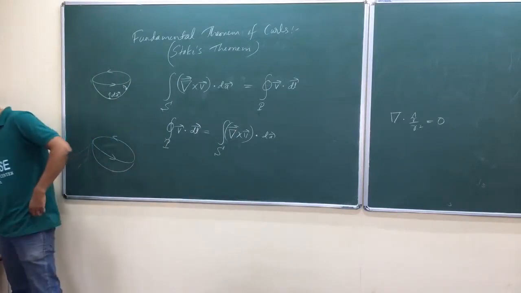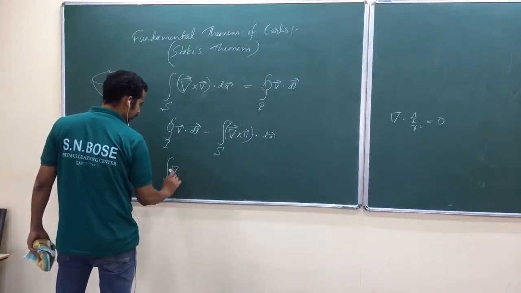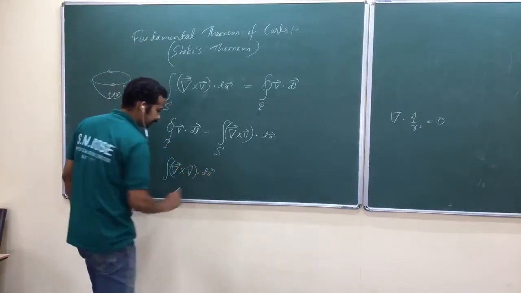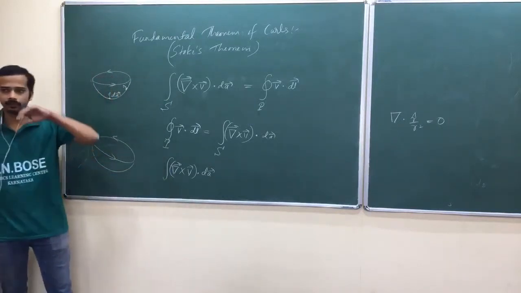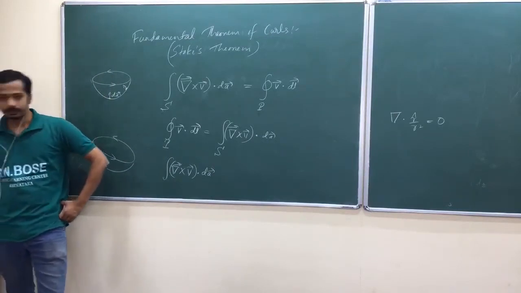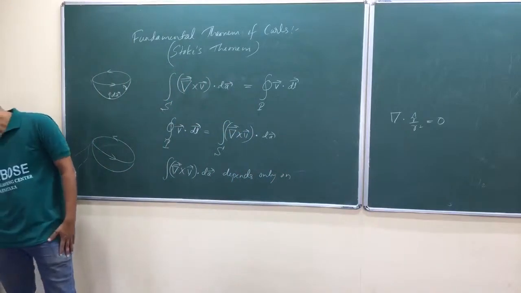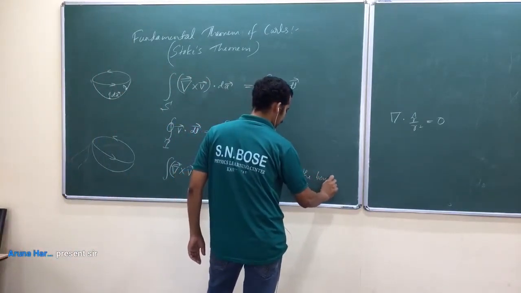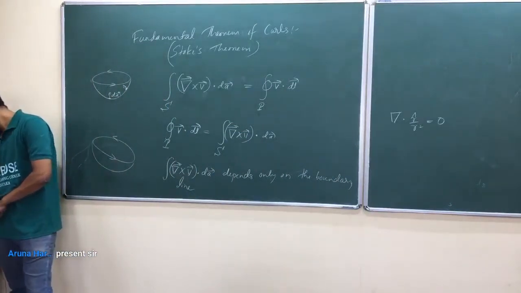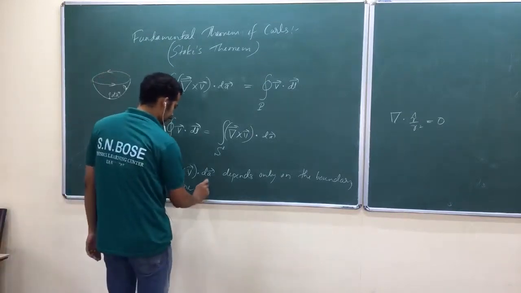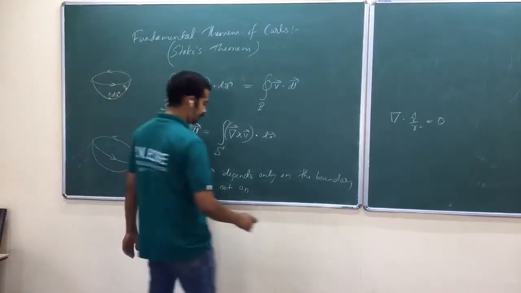Is that okay? So, can you write a couple of sentences? Integral of del cross v dot dS over an open surface depends only on the boundary line, and not on the particular surface chosen.